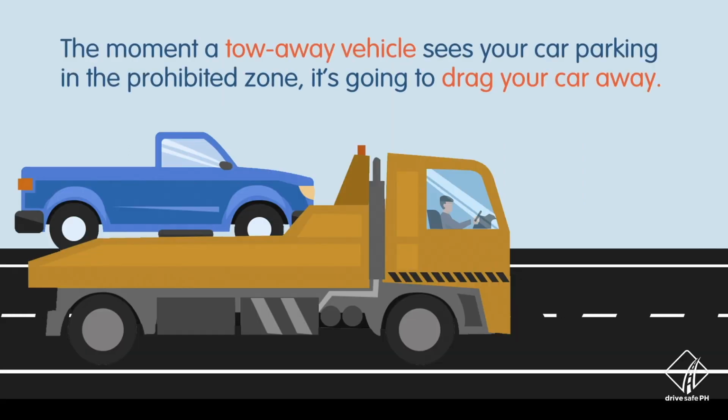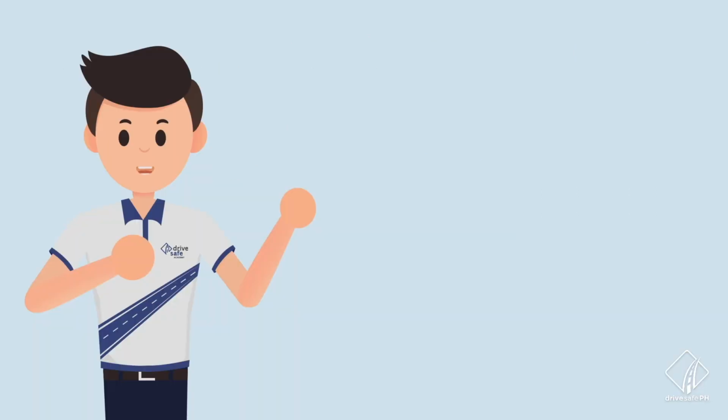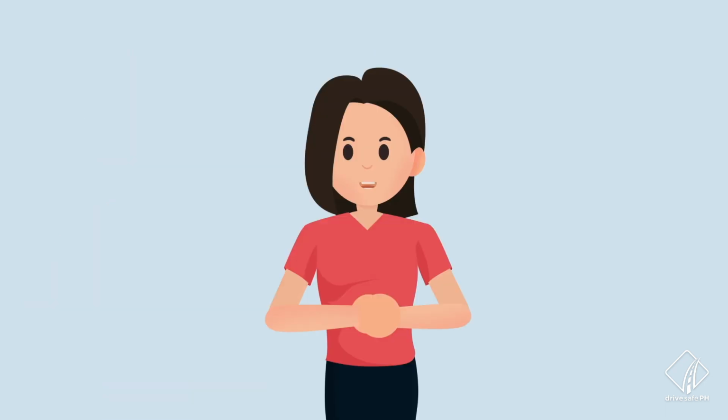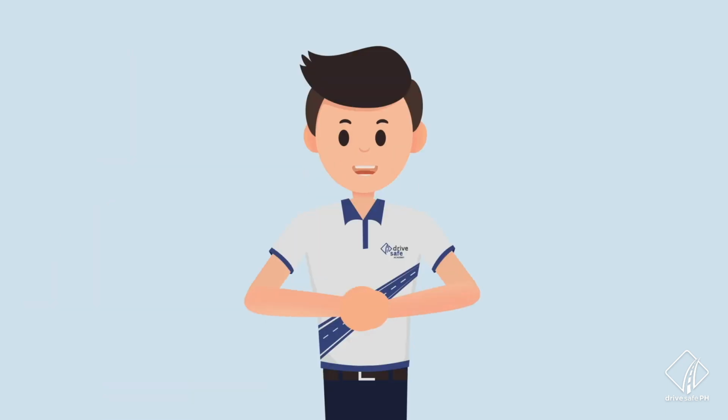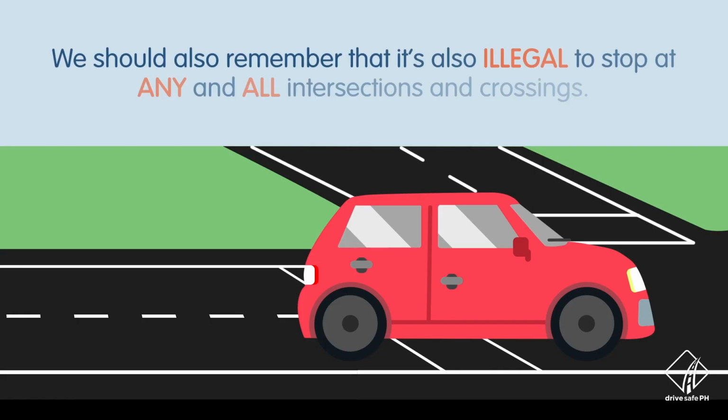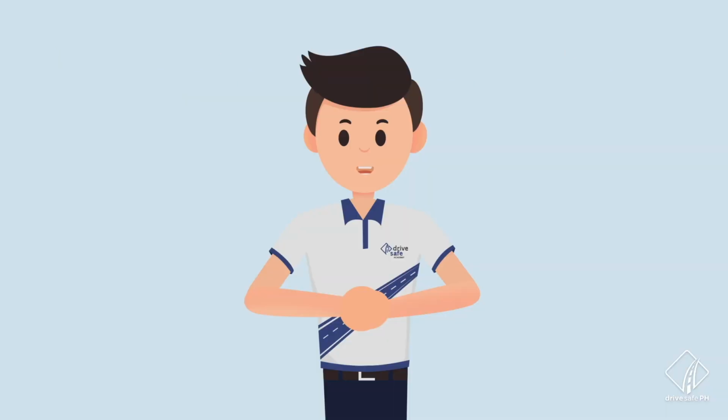The moment a towaway vehicle sees your car parking in the prohibited zone, it's going to drag your car away. My gosh, aside from the hassle, you will also have to pay a hefty fine. Oh my! Yep. So never park in towaway zones or designated stop zones for public vehicles. And meanwhile, we should also remember that it is also illegal to stop at any and all intersections and crossings. A good number of these crossings are painted with yellow boxes that serve as a visual guide for drivers.